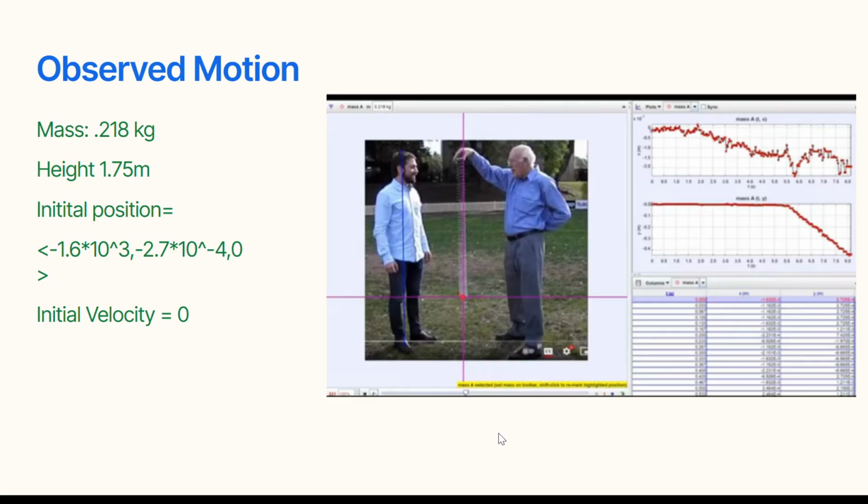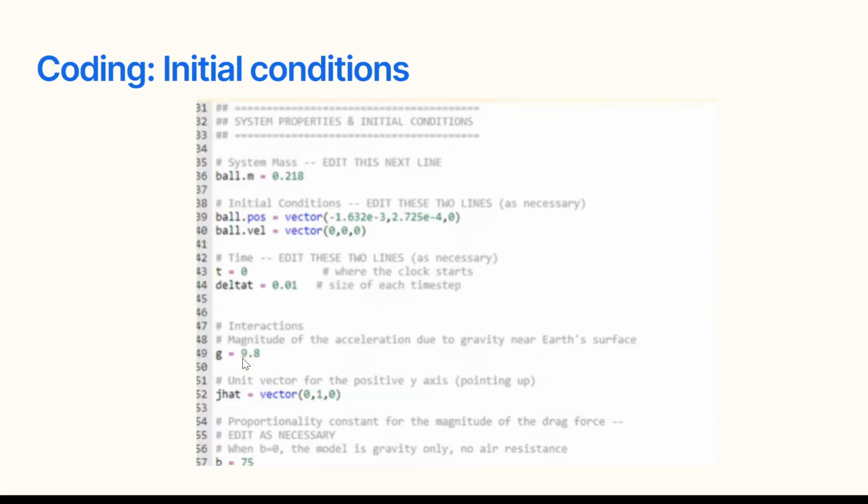So this is our observed motion. It was from this video on the right, where you drop the Slinky until it hits the ground. As you can see, this is what it looks like over here. Our mass was 0.218 kilograms, and the total starting height was 1.7 meters. This vector right here is our initial position, and our initial velocity, of course, is 0 since we're just starting to drop it.